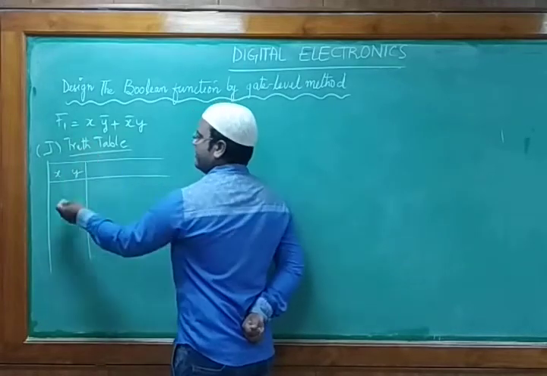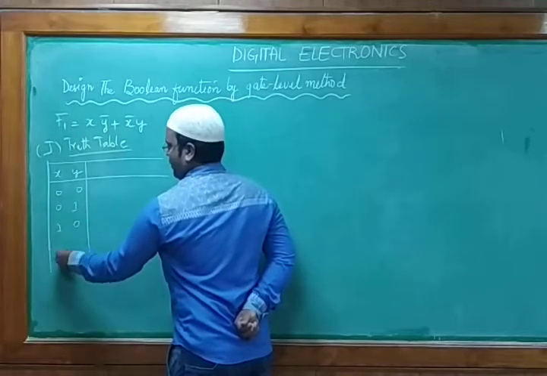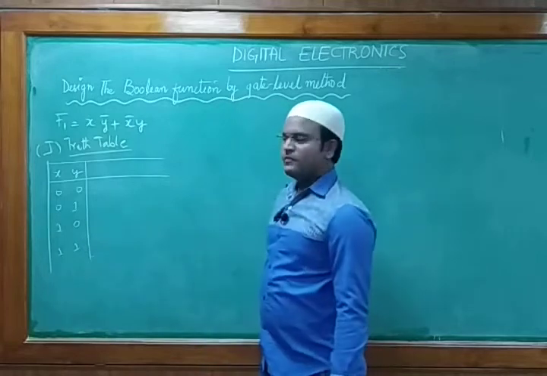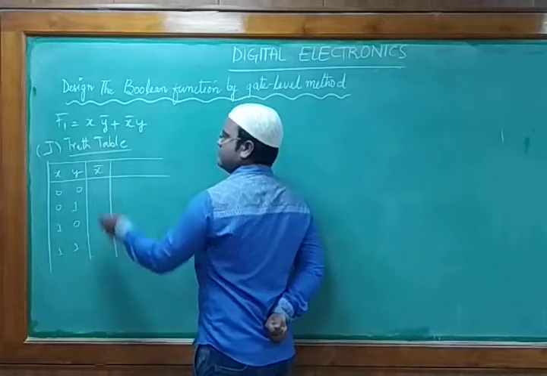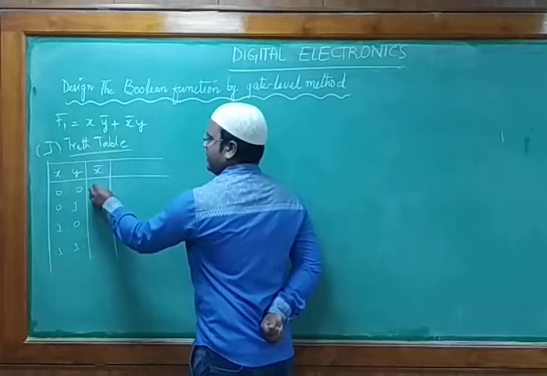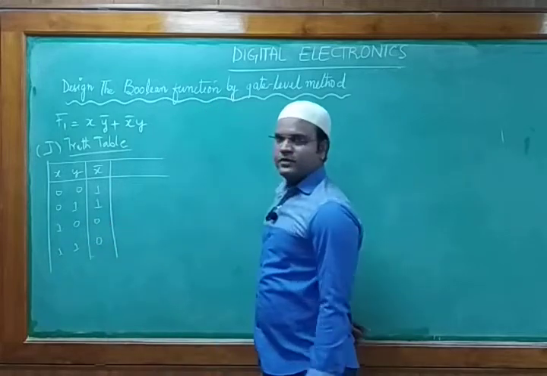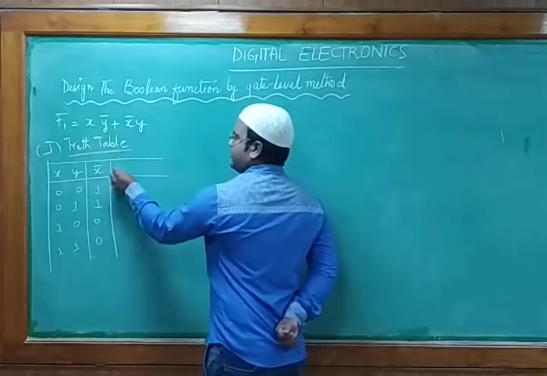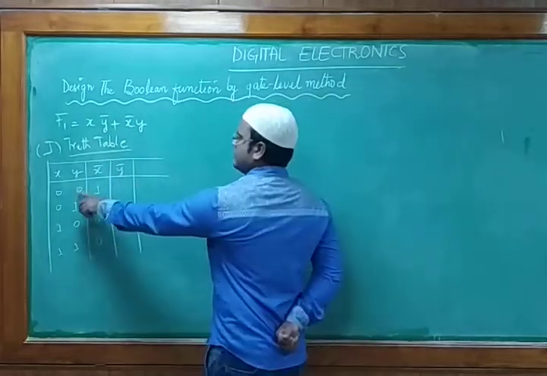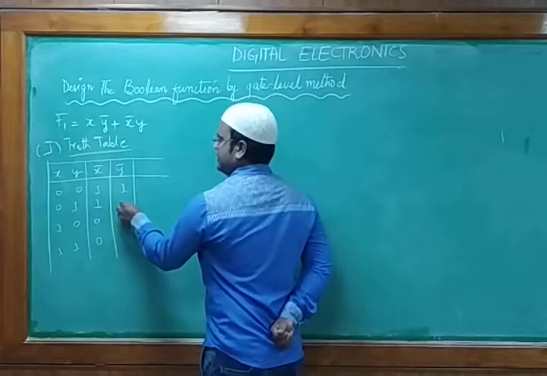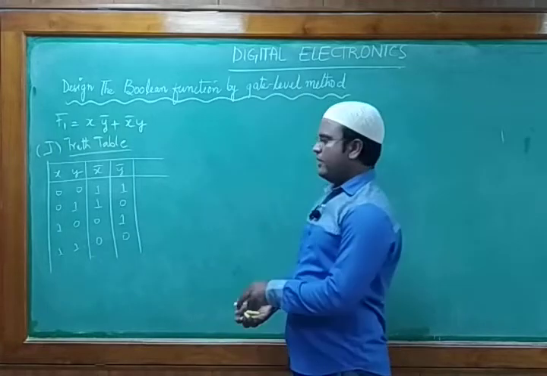Since it is two variables, we can take the combinations 0 0, 0 1, 1 0 and 1 1. These are the two inputs. The next thing we require is x bar. If x is 0 0, x bar would become 1 1. If it is 1 1, it will become 0 0. Similarly, next we take y bar. If y is 0, it will be 1. If it is 1, it will be 0. So 0 means 1, 1 means 0. So we found x bar and y bar.